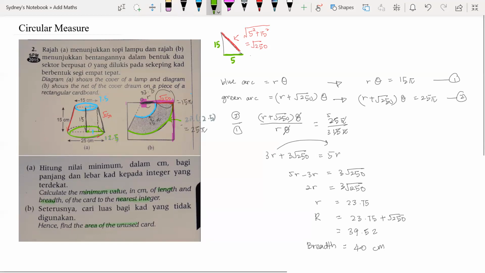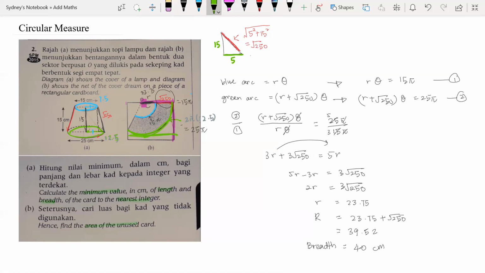Because as we sketch this arc, all right, up to the maximum. And then when we continue, this will be the maximum here. So it will form the breadth over here, all right? And we want to round off to the nearest integer. Therefore, minimum breadth is 40 cm.